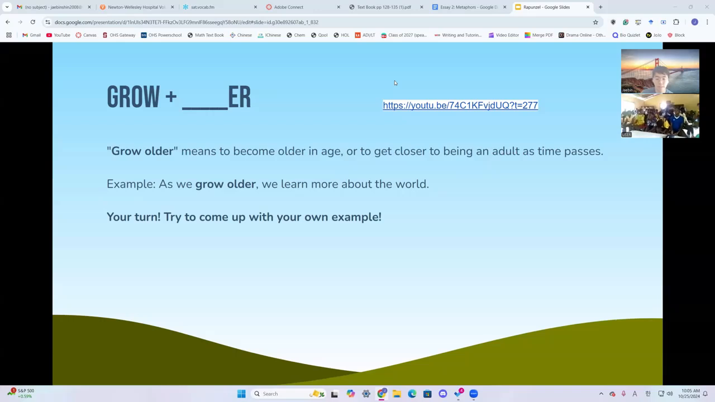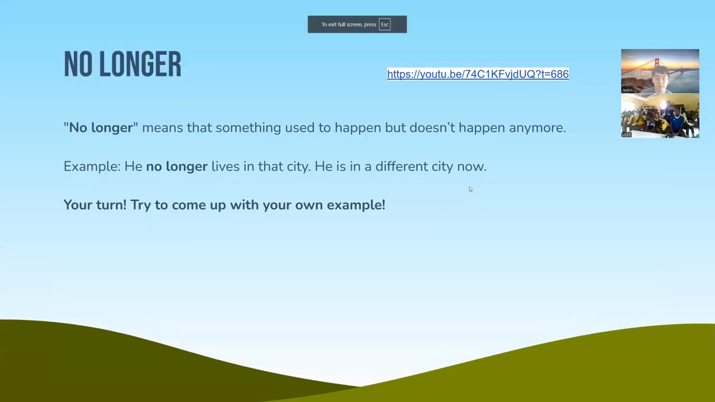So next, this is the final phrase that we're going to be talking about. It is no longer. So the phrase no longer means that something used to happen but doesn't happen anymore. So, for example, he no longer lives in that city. He is in a different city now. So, here is how it is used in the story.